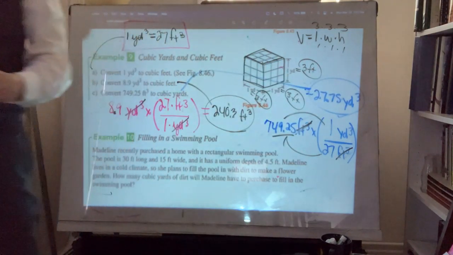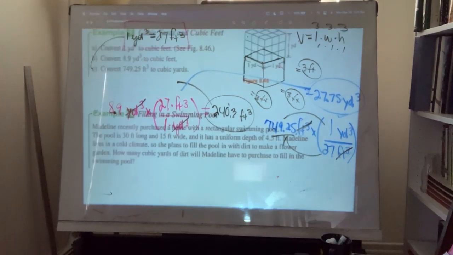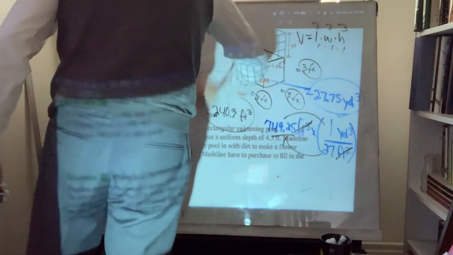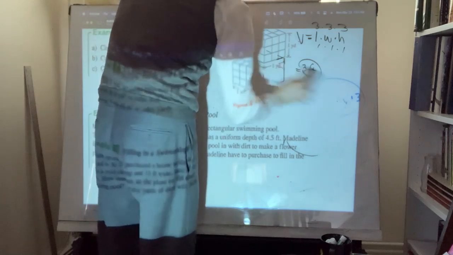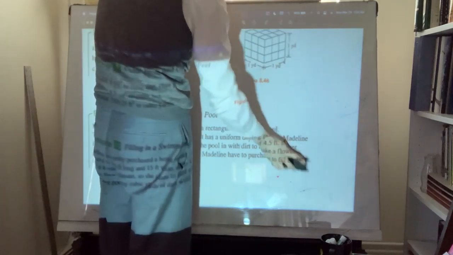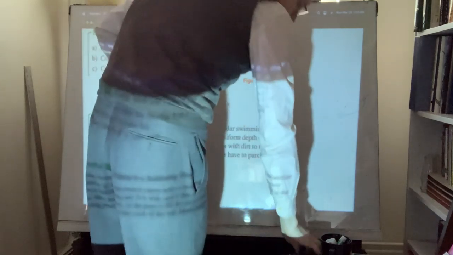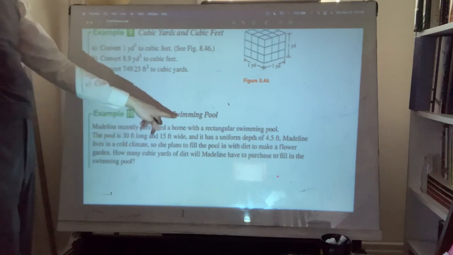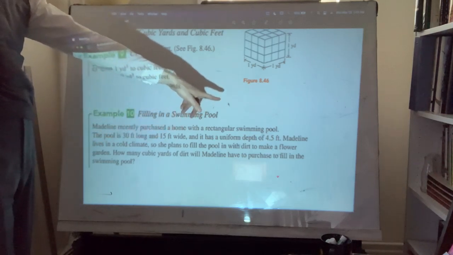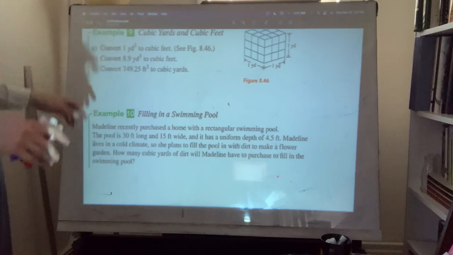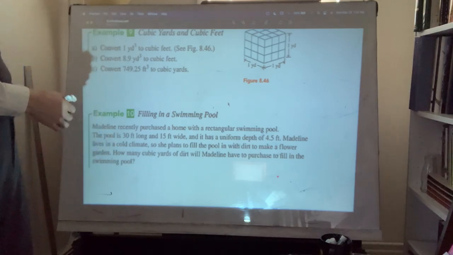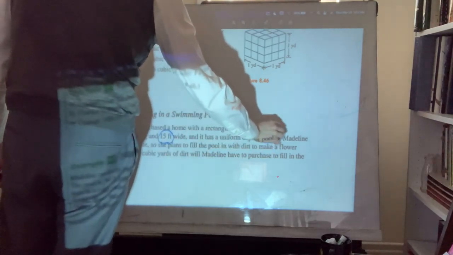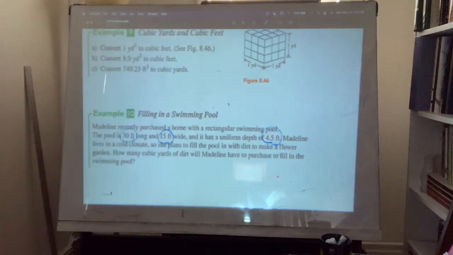All right, here's the last question, 10. It's similar to that pool problem, I believe. This actually made me laugh when I read it, and you'll see why in a moment. It's just the peculiar usage of what the person is doing with their pool. Madeline, I believe is how you pronounce that, recently purchased a home, good for her, with a rectangular swimming pool. I'm guessing it's in ground. The pool is 30 feet long, 15 feet wide, and it has a uniform depth of 4.5 feet. Maybe not in ground, maybe it's above ground.